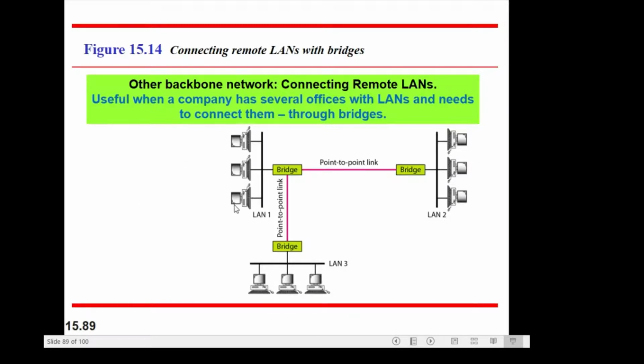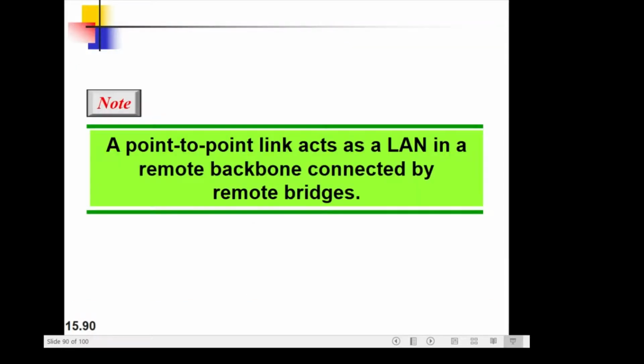So this one is LAN 1, LAN 2, LAN 3, connecting together using the bridge. Connecting using point to point, because it is one LAN to another LAN, one LAN to another LAN. So we call this connecting remote LANs. A point-to-point link acts as a LAN in a remote backbone connected by a remote bridge.